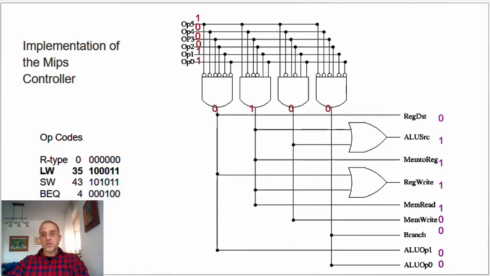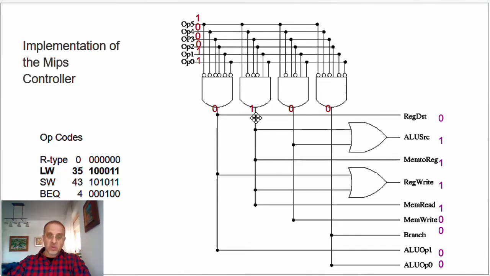Here, load word. A load word is a 35, so that's 100011. So here we have 100011, and that's going to generate a 0 over here. Why? Because this one, the first one, for example, is inverted. So the leftmost digit is inverted, and if it's a 1, that means it's a 0, so it produces a 0.